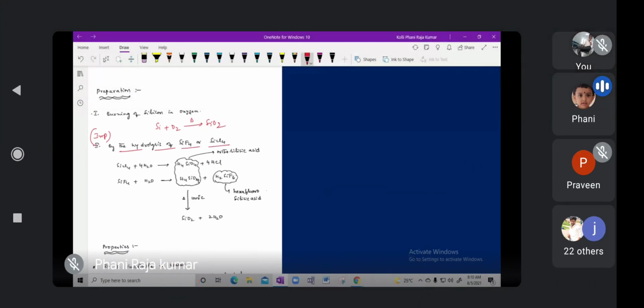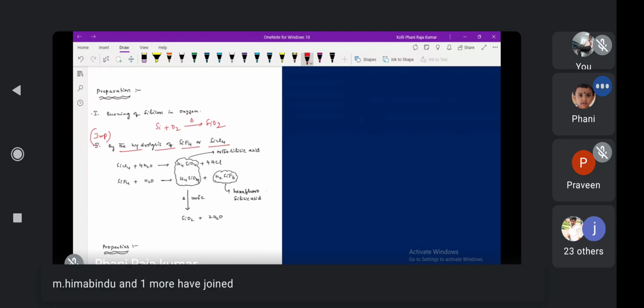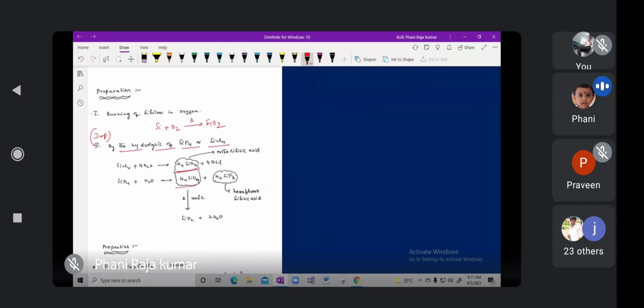By the hydrolysis of SiF4 or SiCl4. SiCl4 or SiF4 on hydrolysis gives H4SiO4, called orthosilicic acid. Now in this case, the byproduct is HCl here, and here H2SiF6. Why not H2SiCl6? Why are we getting only HCl? But in the case of SiF4, in place of HF, we are getting H2SiF6.